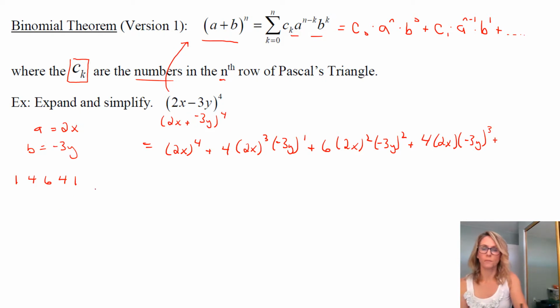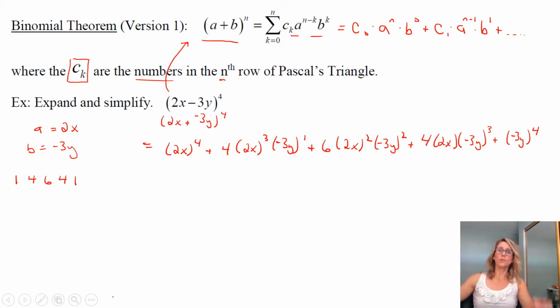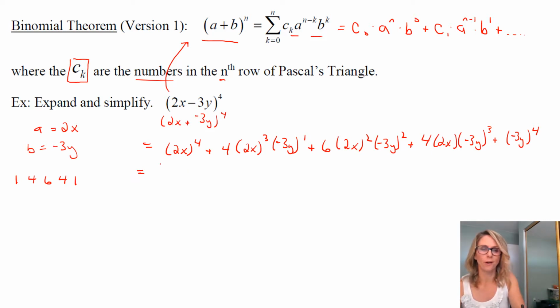And then our last term, coefficient of 1, is the b to the 4th, which in this case is the negative 3y to the 4th. So this is what happens when you multiply it all out, but in a more efficient fashion. Now you would want to actually come up with what these terms are. So if you want, you can pause, see if you can come up with what these terms are, and then come back, see if you got it right.